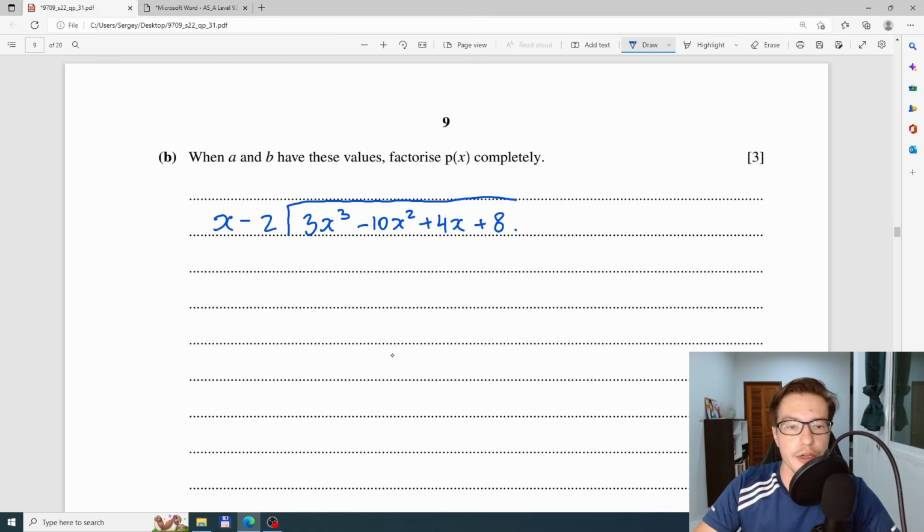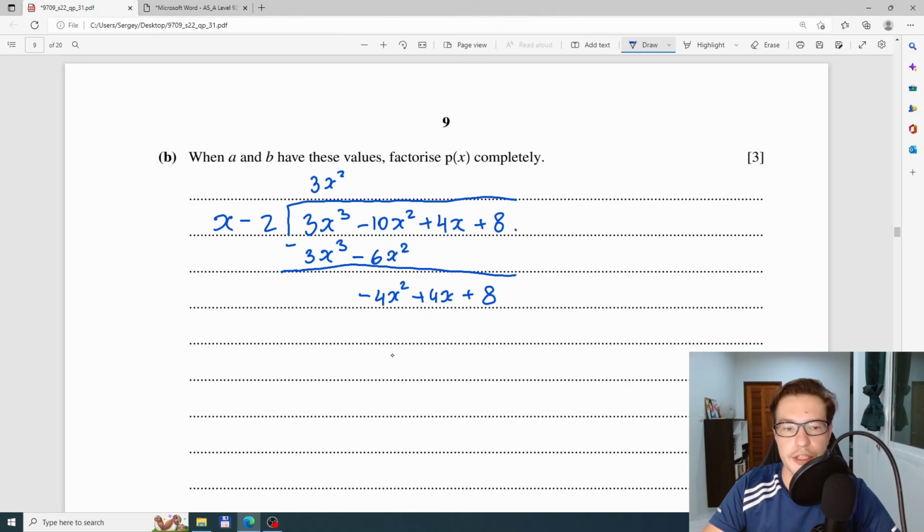Okay, I will have to multiply x by 3x squared, so I can get 3x cubed. Let's do that, and I will get 3x cubed minus 6x squared. Subtract. 3x cubed minus 3x cubed is 0. Minus 10x squared minus minus, which is plus, becomes minus 4x squared. And then I'll just copy 4x plus 8.